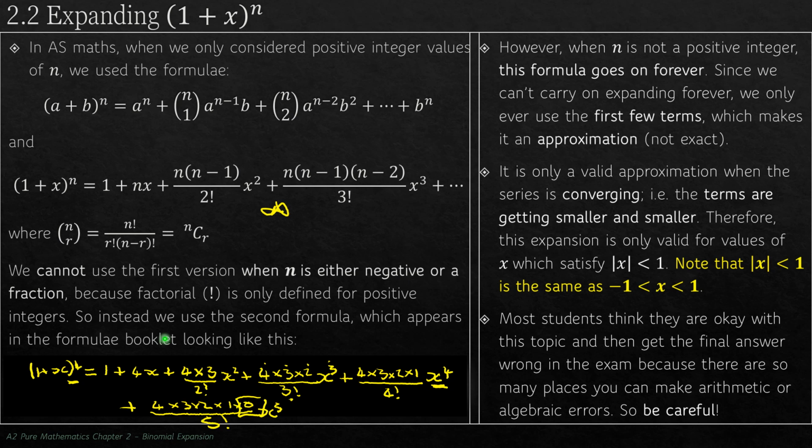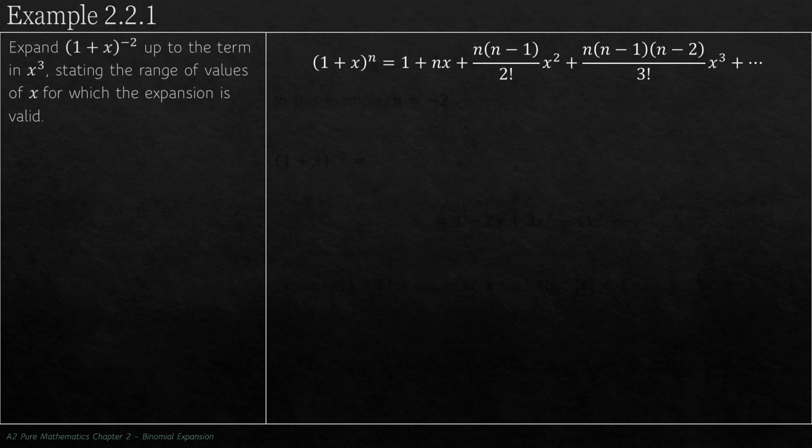Most students think they're okay with this topic and get the final answer wrong in the exam just because there are a lot of different places where you can go wrong, either arithmetically or algebraically, so please be careful. What I'm going to advise you to do is always write it out without doing any calculation. Check for brackets, check for minus signs, etc., and then it helps you check that you've got your answer right at the end. Let's have a look at this question.